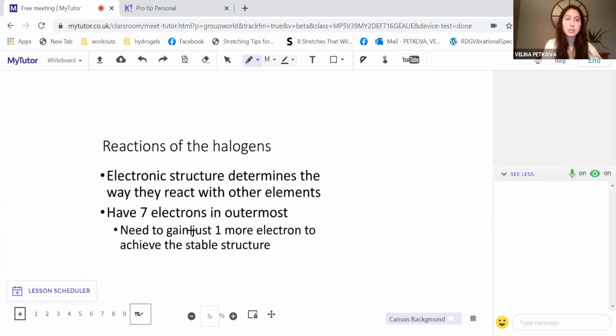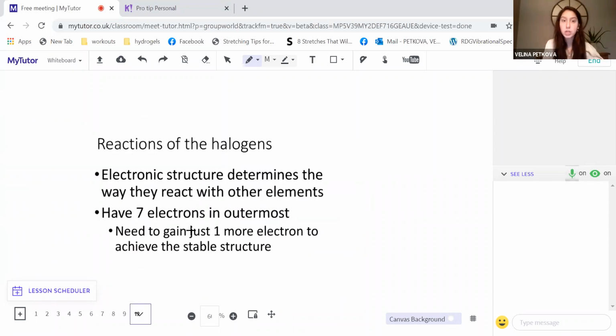Once again, the electronic structure determines how the halogens react with other elements. Brilliant, someone said that they're diatomic molecules. Yes, they always come as diatomic molecules: F2, Cl2, Br2, I2. Groups 1 and 7 are the most reactive.